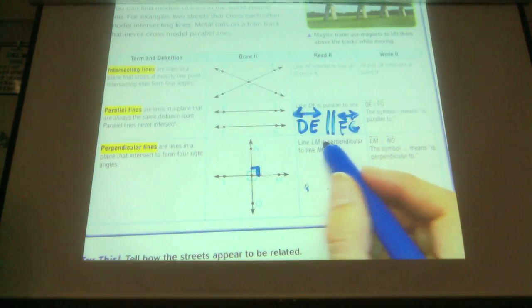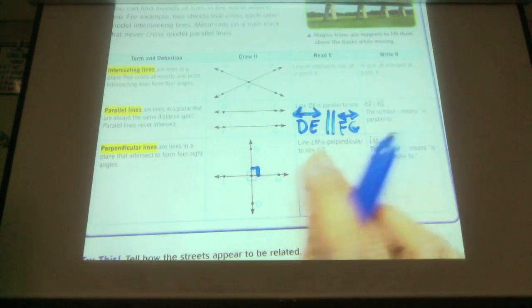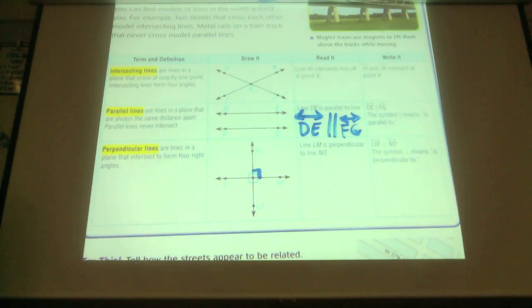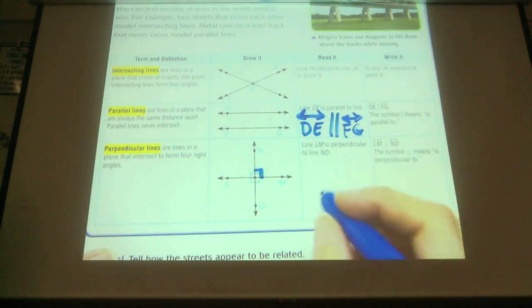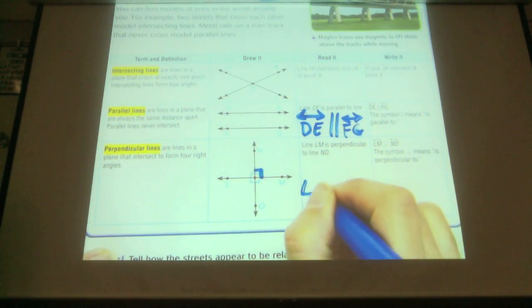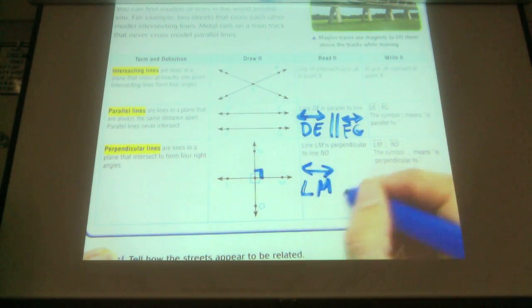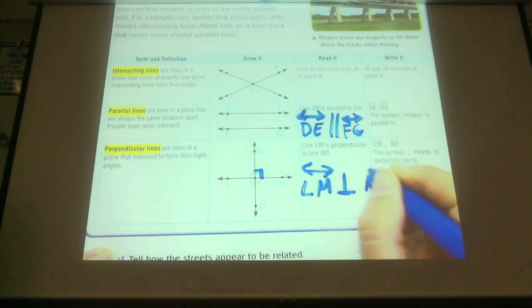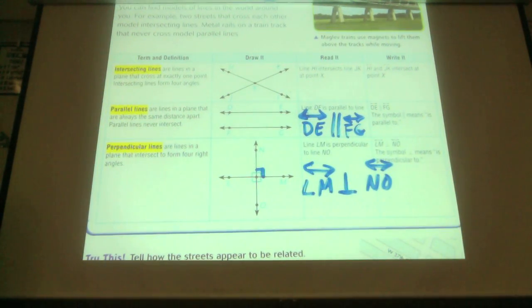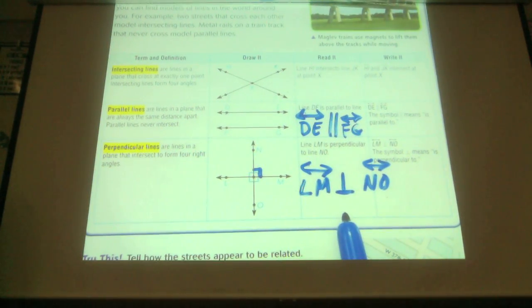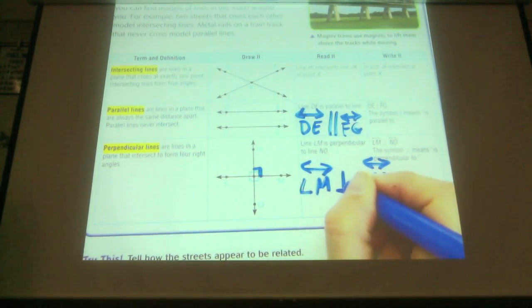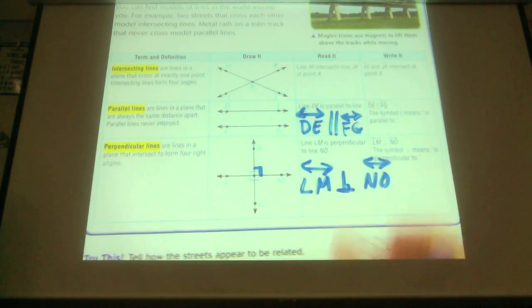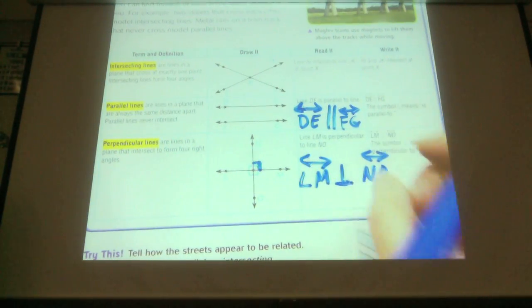So line LM is perpendicular to line NO. Okay? The way we would draw that is this way. And again, I'll write it big for you. Line LM is perpendicular, little upside down T, to line NO. The little upside down T shows perpendicular. You kind of make it look like it has a right angle, but you don't have to draw the little right angle in. You just draw the little upside down T to show perpendicular.